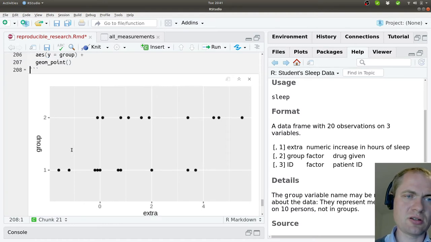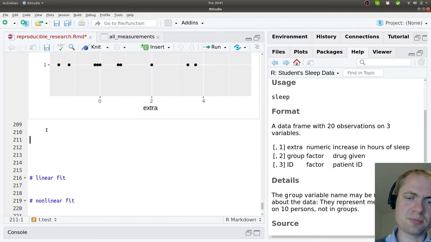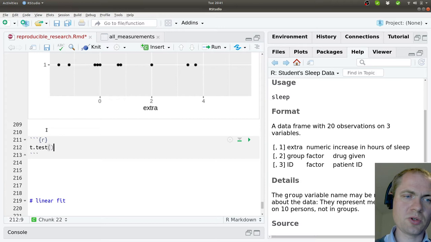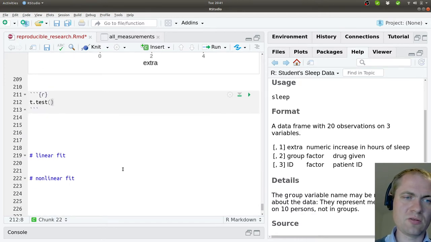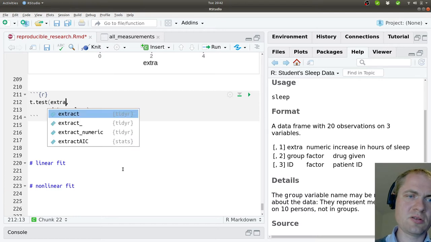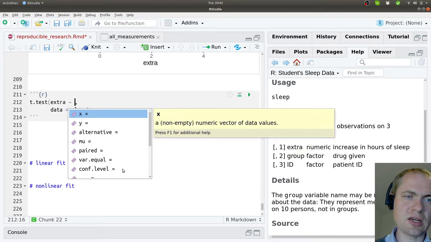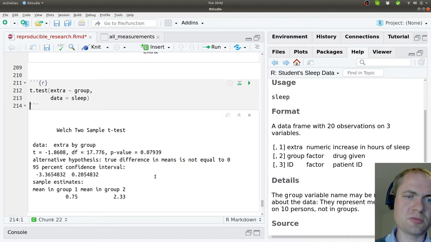So let's take a look at if that's actually a significant difference or not. For that, we need to assume that these are normally distributed values. In most cases, they are, but that's not given. And then we should try to put the data into the t-test function and try to explain the amount of additional sleep and how that depends on the group variable here, and we can see what comes out.